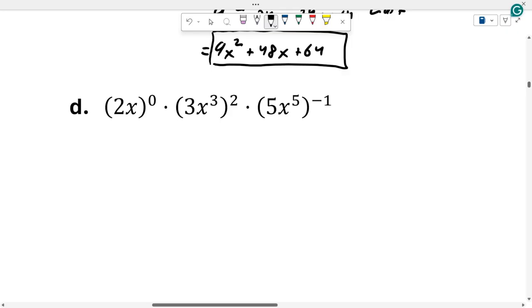All right, and then the last part of question number 2. We have quantity 2x to the 0 power times quantity 3x cubed to the 2nd power times quantity 5x to the 5th to the -1 power. All right. So I guess there's maybe a couple different ways that you can do this problem. I'll just show you the way that I would solve this.